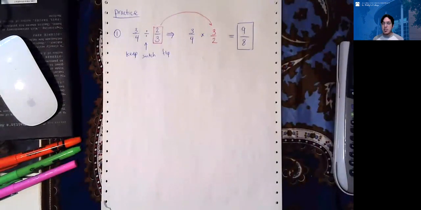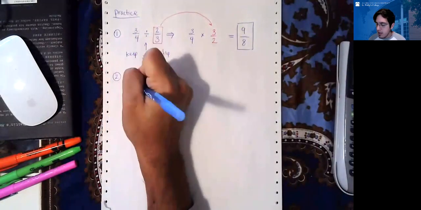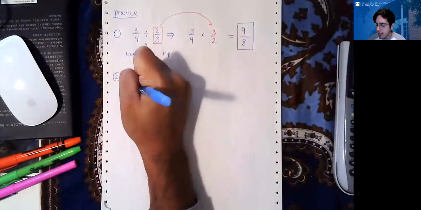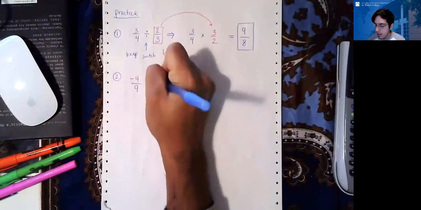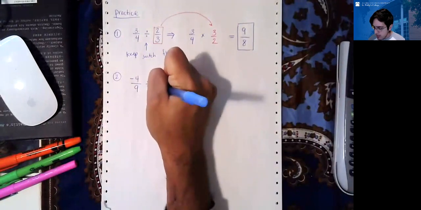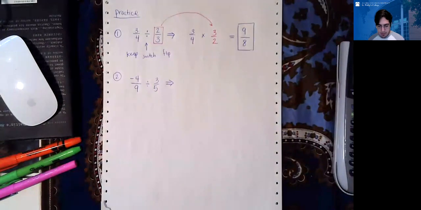So once we keep, switch, flip, we're back in the world of multiplication, and that should be more straightforward. Okay. So I'm going to go ahead and write -4/9 divided by 3/5. And we will work through this one together.